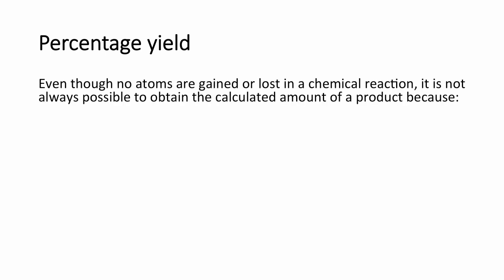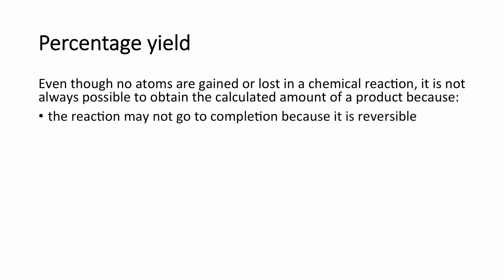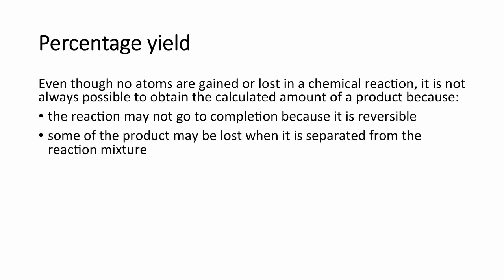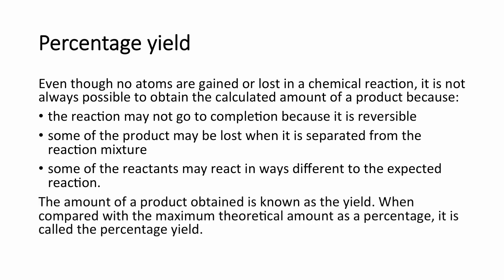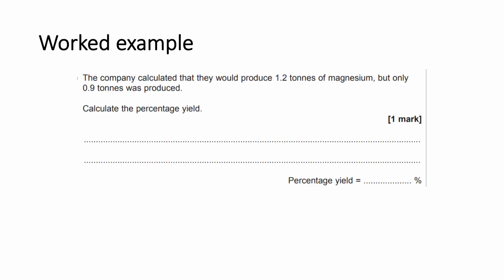Now I'm going to talk about two kinds of efficiency calculations we do in chemistry. One's percentage yield. Even though no atoms are gained or lost in a chemical reaction, most chemical reactions do not actually go to completion. This is because the reaction doesn't finish, or it could be reversible. Some of the product may be lost when separated. Some of the reactants may react in different ways. You might get byproducts or side products. And finally, the amount of a product obtained is known as the yield, when compared to the maximum theoretical amount as a percentage. So here's another worked example.